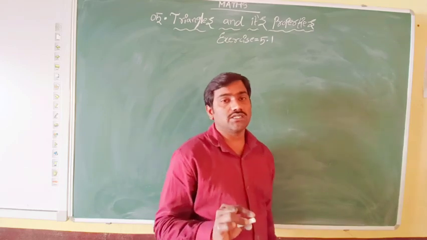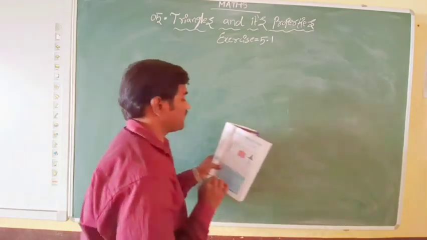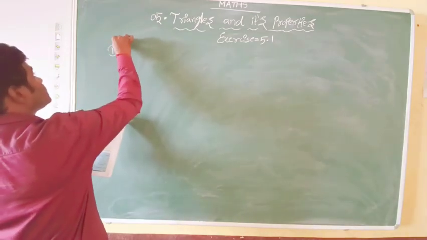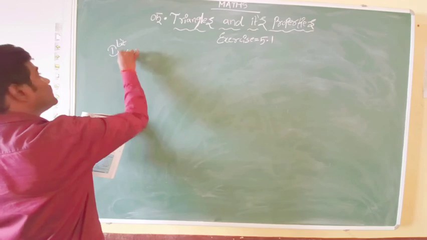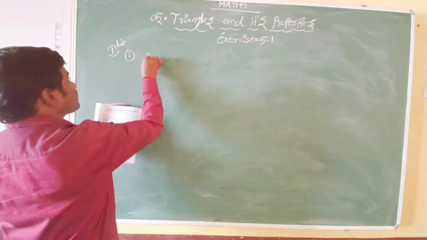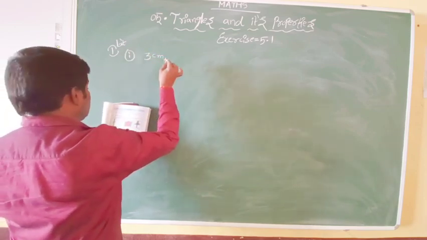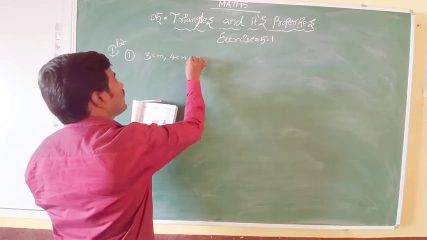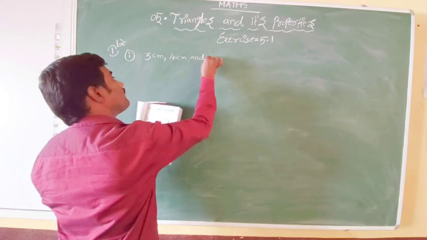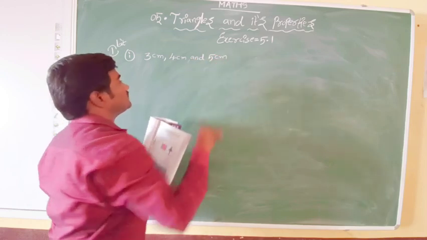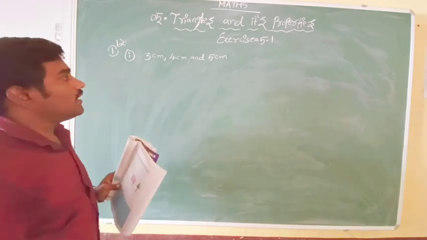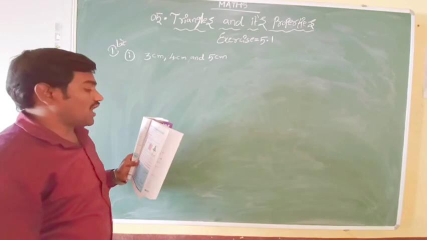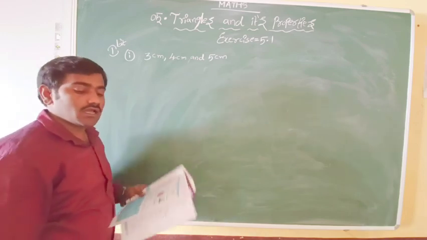So here there are four internal questions given. In that, there is only one bit in this. In the first bit, the first question is 3 centimeter, 4 centimeter, and 5 centimeter. So we have to decide whether a triangle is possible or not, that is, whether it is possible to have a triangle with the following sides.